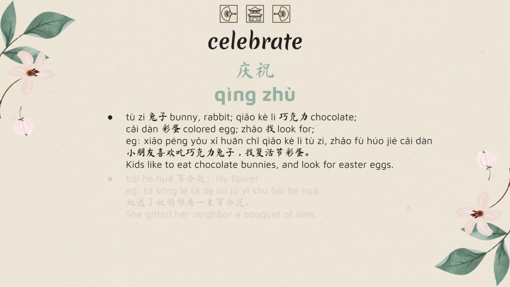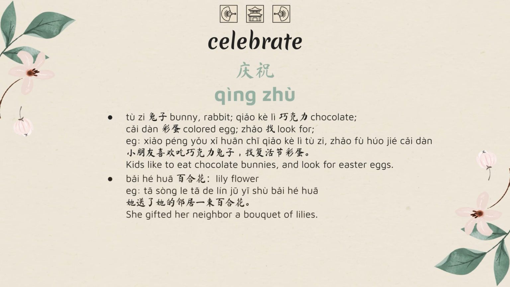A popular flower during Easter is lilies. 百合花. 百合 means lily. 花 means flower. For example, 他送了他的邻居一束百合花. So 他送了, 送 means to give somebody a gift. It's different from 给 because 送 is more specific. 给 just means to give. 他的, his, 邻居 neighbor, 一束, 束 means bouquet.